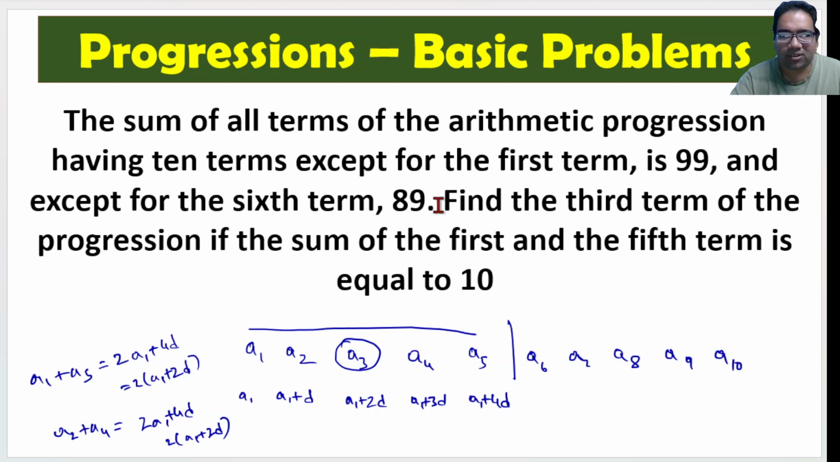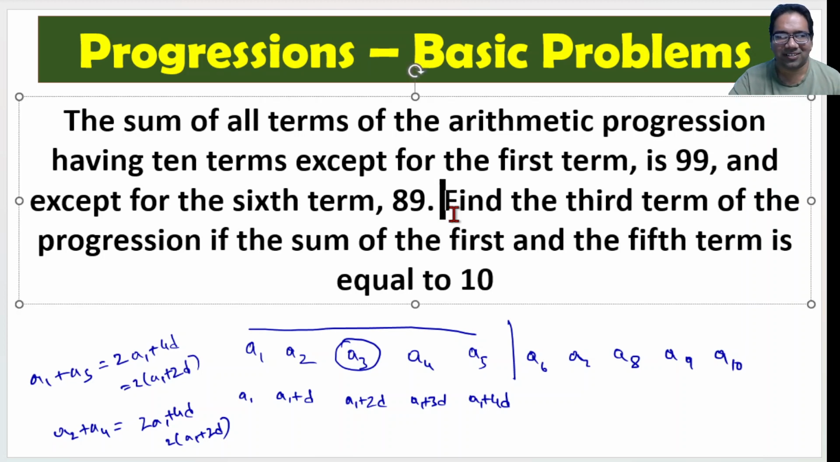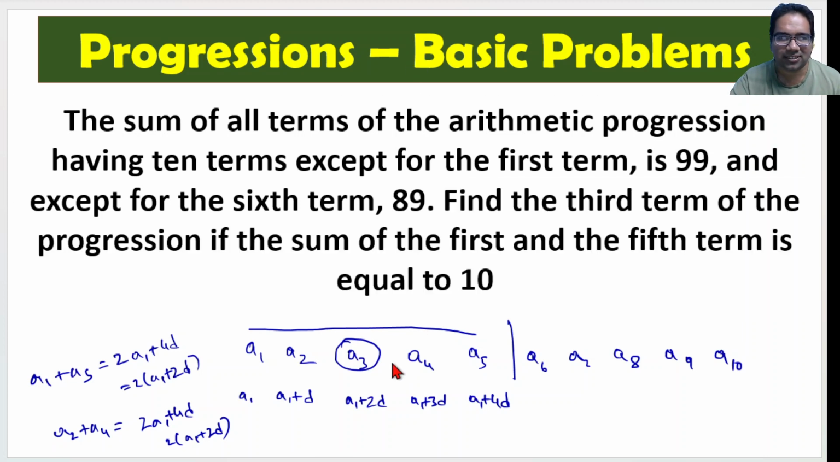Just that by giving all this unnecessary information, they are trying to confuse us. But we will not get confused. We'll just use the statement and then just derive that A3 is equal to 5. Right, guys?